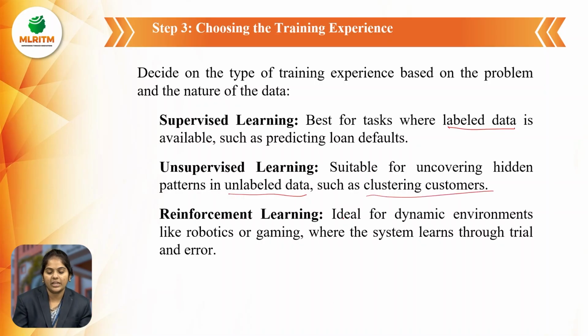And the last one will be reinforcement learning. This is ideal for dynamic environments like robotics or games, where the system learns through trial and error. Reinforcement learning is basically feedback based learning where we'll do some n number of trials and get some errors, and again we'll rectify those errors. Like that, we'll completely work on a feedback based mechanism.